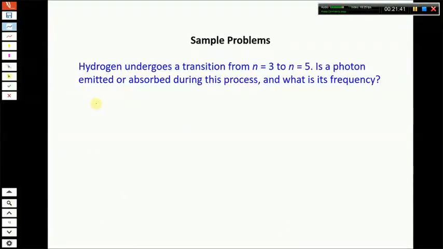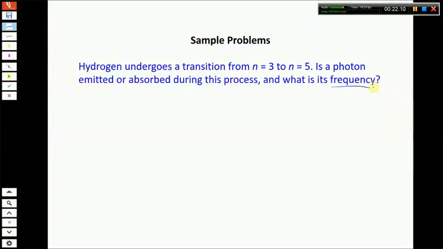Hydrogen undergoes a transition from n equals 3 to n equals 5. So we're talking about a different one here. It doesn't have to start or end at the ground state. It can go in between energy levels that are not the ground state as well, which is the situation here. Is a photon emitted or absorbed during this process, and what is its frequency? So pretty much the same process as last time, except this time we're looking for frequency instead of wavelength. And we also have to answer the question, is it emitted or absorbed?